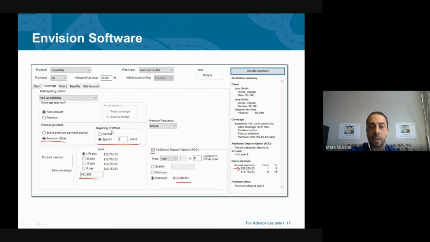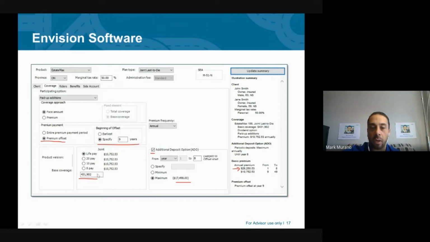I really want to make sure I show you how to build it. We have 2 clients here. We have John and Jane, 63 and 59. We are using an Estate Max contract, joint last to die, face amount. We're solving for premium offset. So I'm doing a life pay here. You can see it's ticked off life pay. We're offsetting at year 9. So that means we're paying for 8 years.